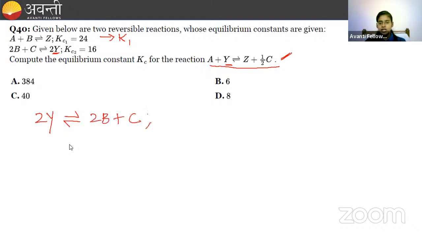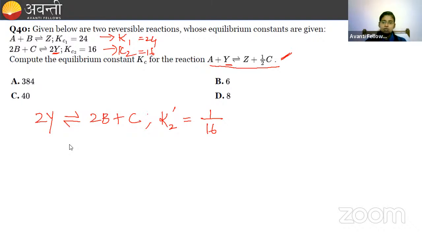Since I have reversed the equation, I have to take the reciprocal, right? So K2 dash is 1 by 16. Here K1 is 24 and K2 is 16. If I reverse the equation, I have to take the reciprocal, so it is 1 by 16.